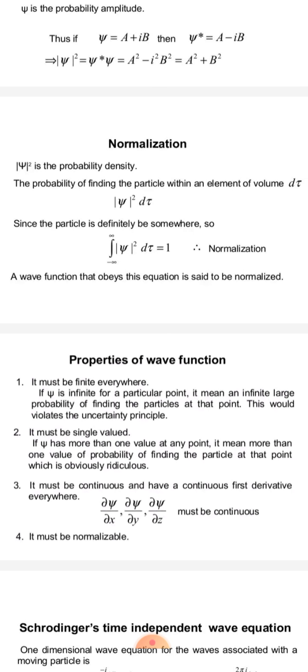Normalization. Psi modulus squared is the probability density. The probability of finding the particle within an element of volume d tau is psi modulus squared d tau. Since the particle is definitely somewhere, the integral from minus infinity to plus infinity of psi modulus squared d tau equals 1. That is normalization. A wave function that obeys this equation is said to be normalized.